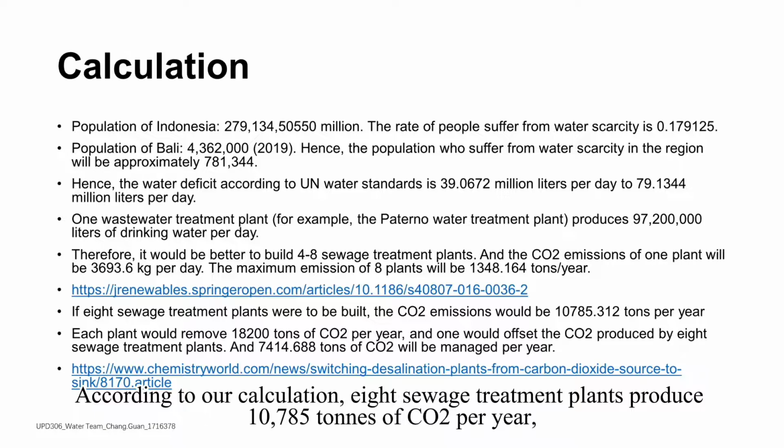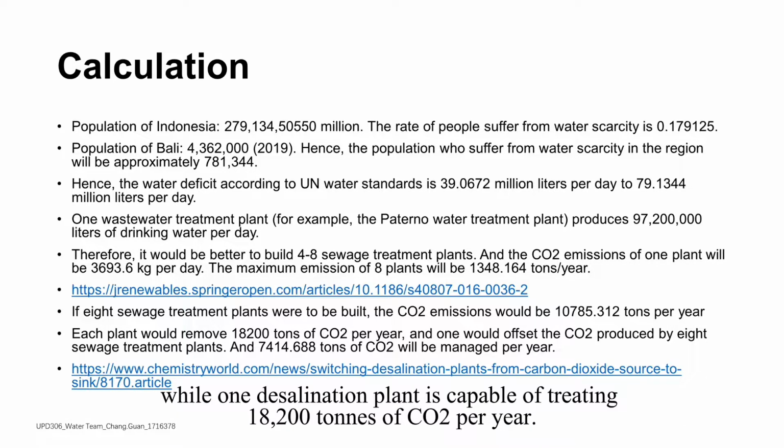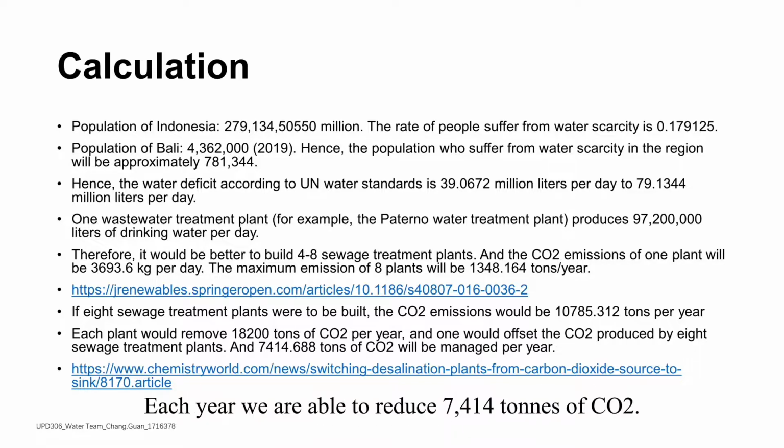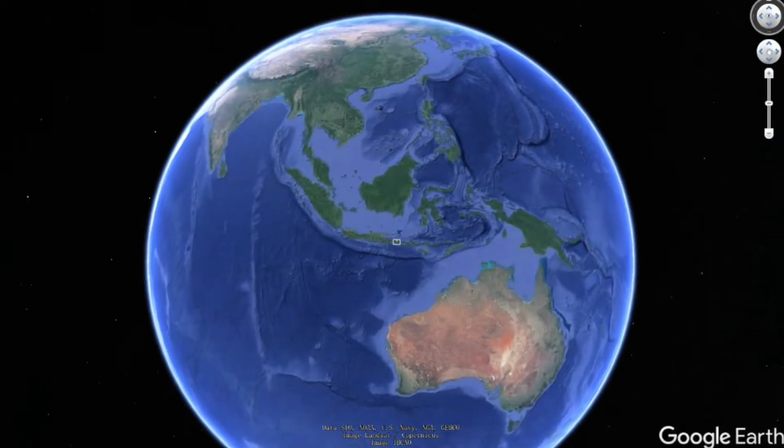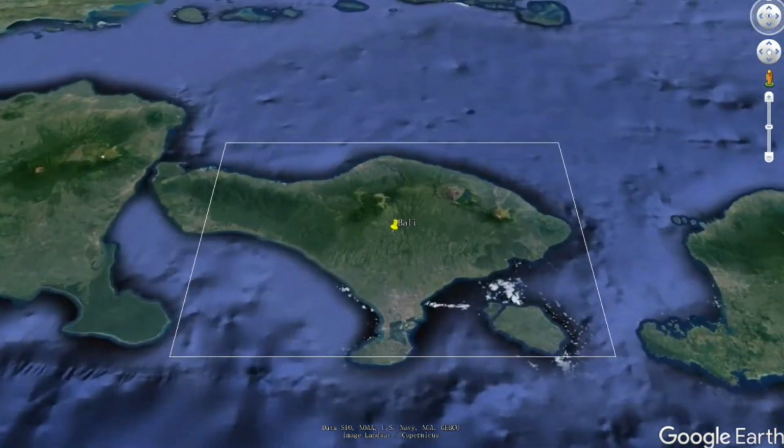According to our calculation, 8 sewage treatment plants produce 10,785 tons of CO2 per year, while one desalination plant is capable of treating 18,200 tons of CO2 per year. Each year, we are able to reduce 7,414 tons of CO2.